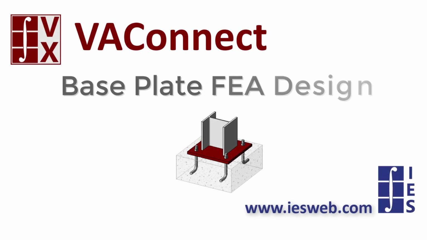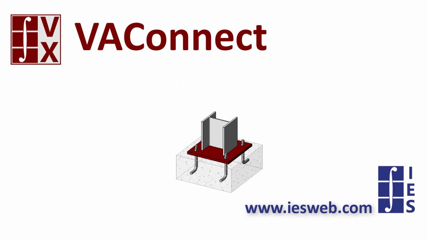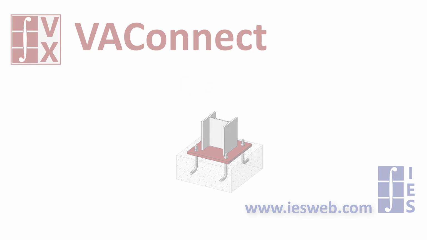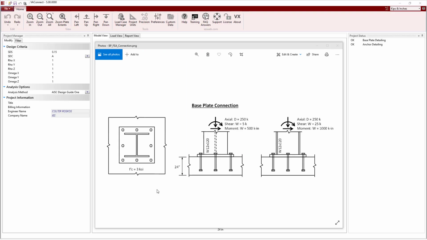This short video will demonstrate how to design a base plate connection that is loaded with shear, biaxial bending, and axial load using a finite element analysis in VAConnect. Let's get started. As shown in the detail, the base plate will connect a W12x120 column to a 24-inch thick concrete slab. The column will be in the center of a 36-inch square pedestal.